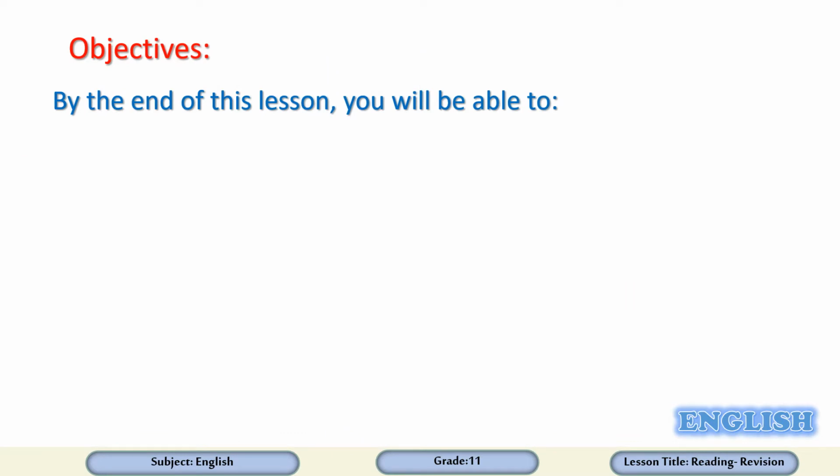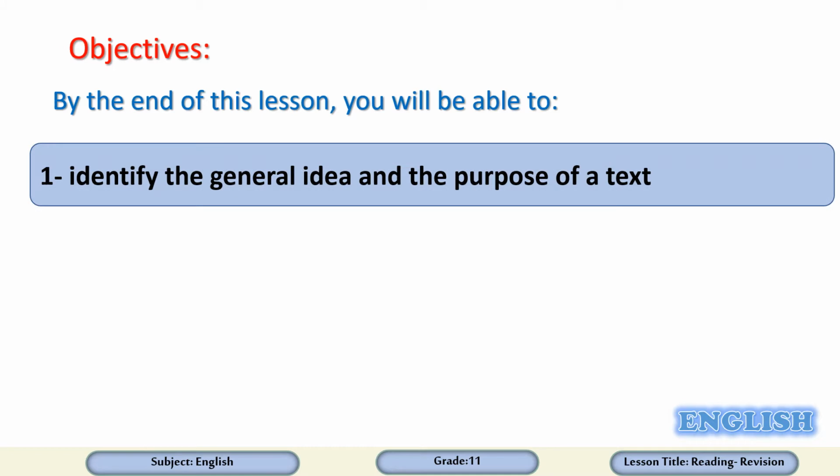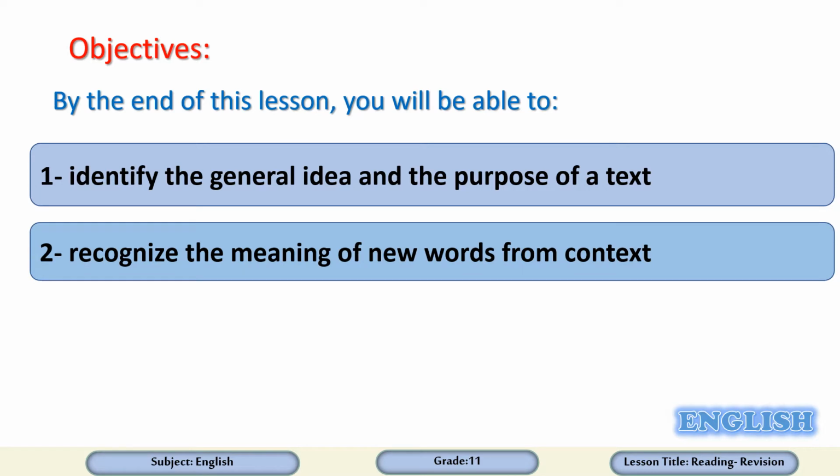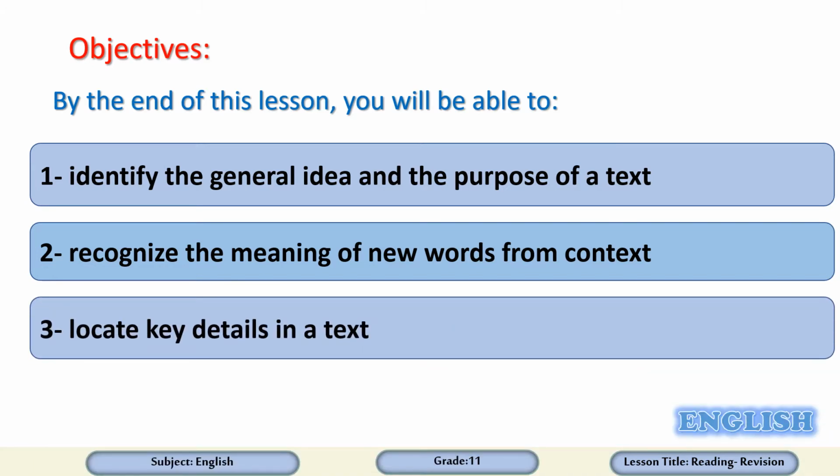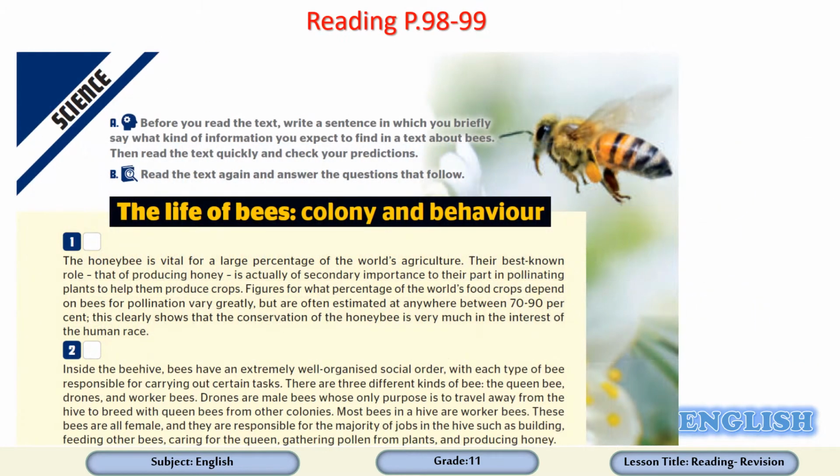Let's begin with the objectives of this lesson. Number 1. Identify the general idea and the purpose of a text. Number 2. Recognize the meaning of new words from context. And number 3. Locate key details in a text. This is the text we are going to read today.